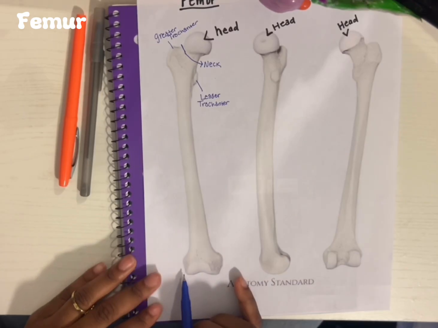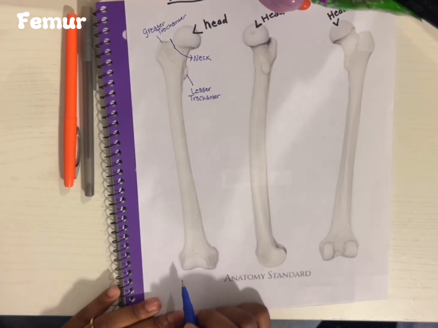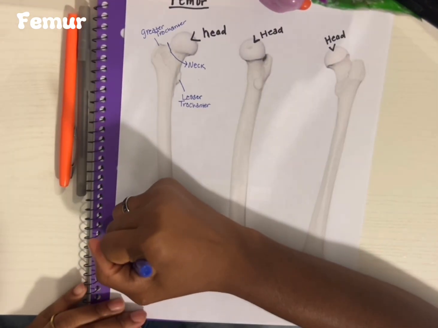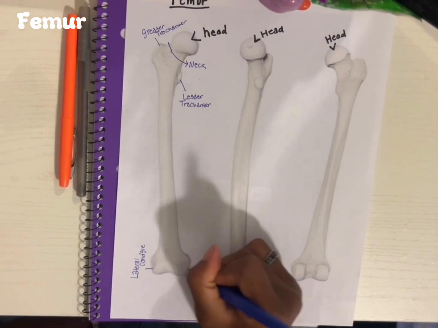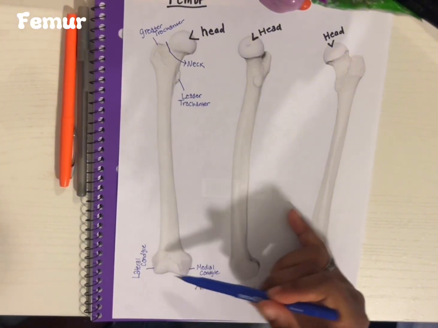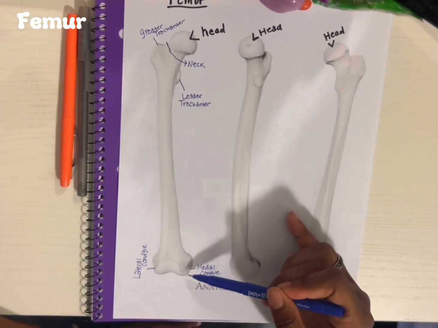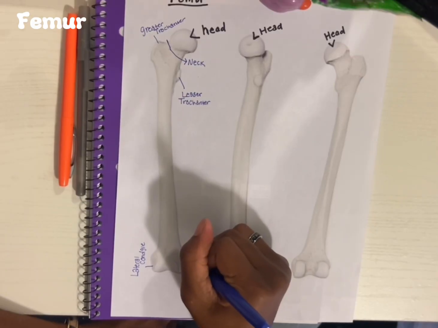On this side, this is the lateral side. This is the medial side. This structure here, kind of this here. The other side of it is going to be the medial condyle. And if you look right above these condyles, is going to be the epicondyles because epi means above.